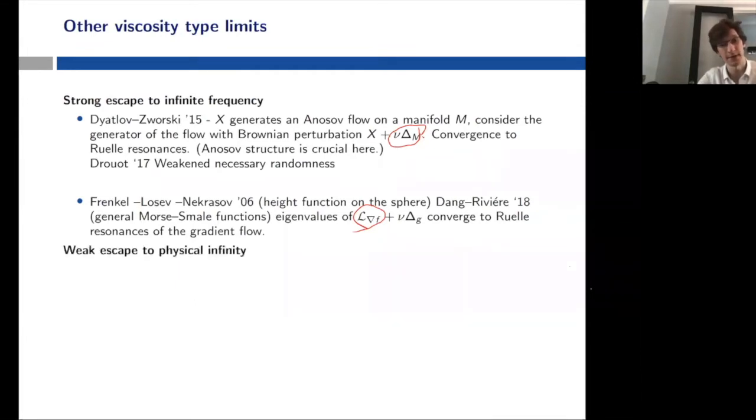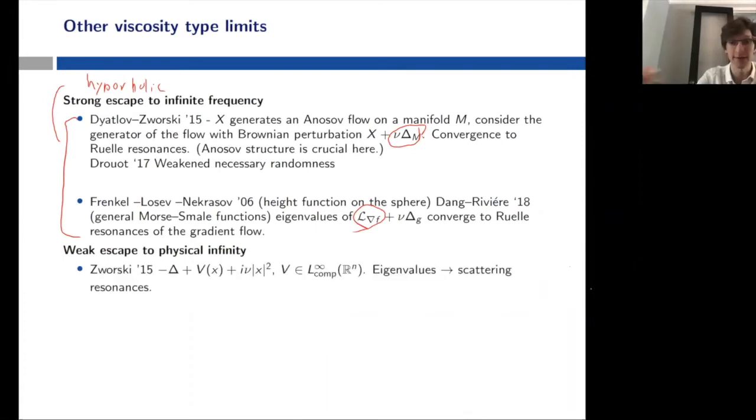Okay. What about something where there's weak escape, right? Again, in the first two cases, these are hyperbolic, which means rapid escape, sort of exponential escape to infinity. What about weak escape to infinity? So one place where we know that occurs is in just standard scattering theory. So scattering by, say, a compactly supported potential on R^n. And this is again due to Zworski.